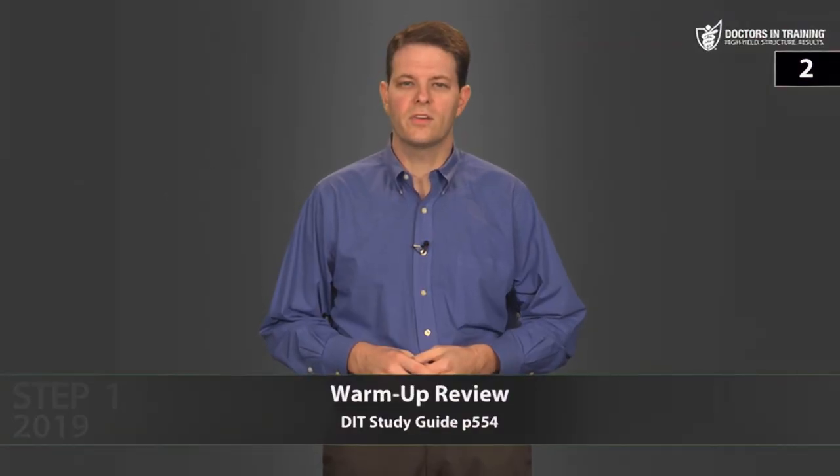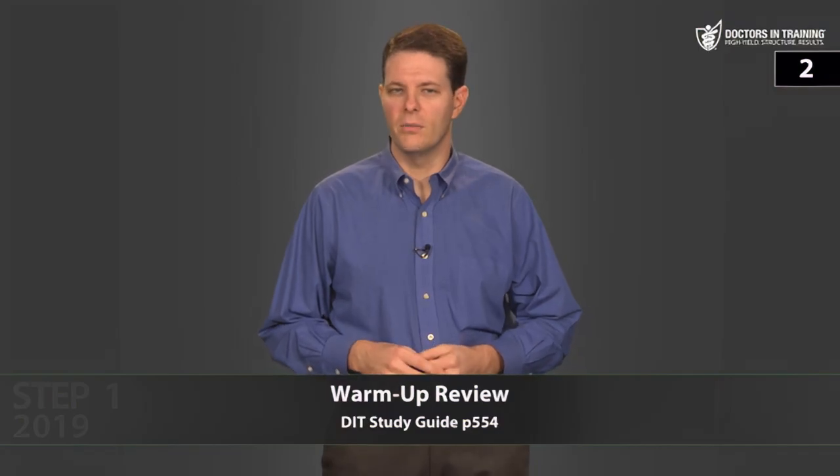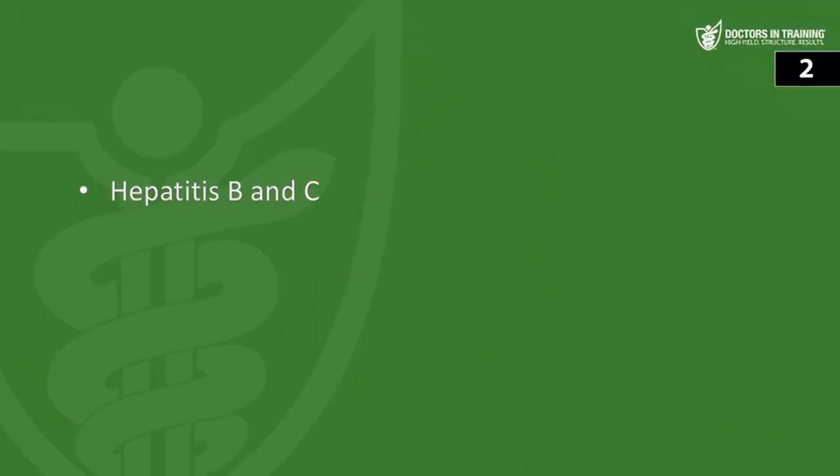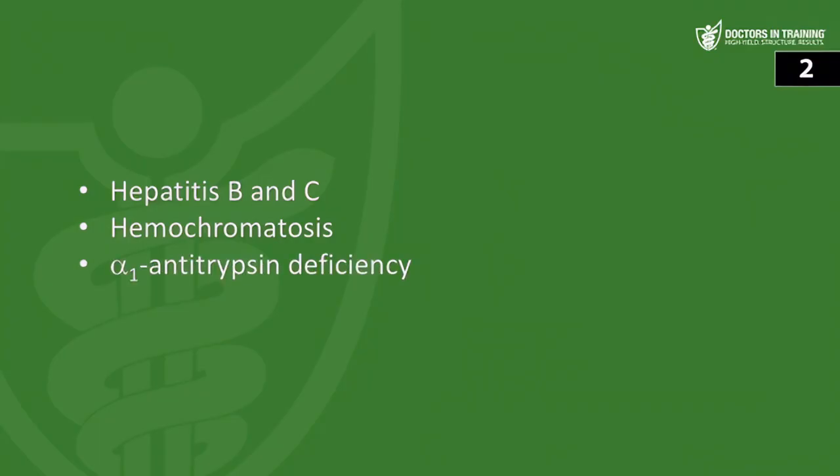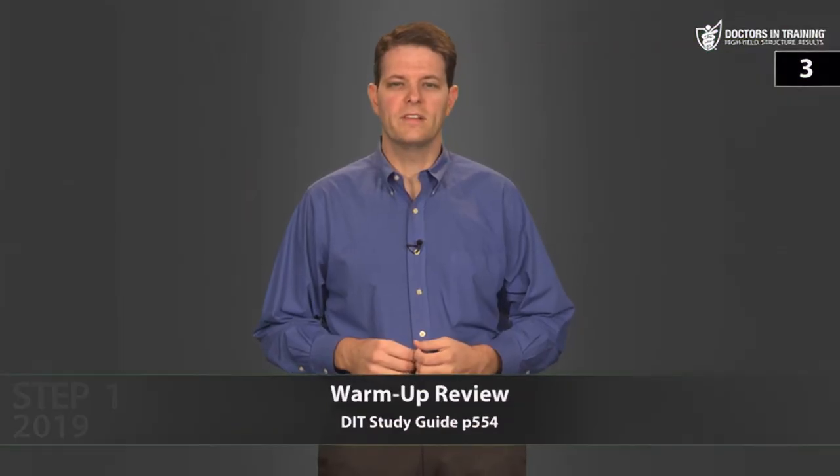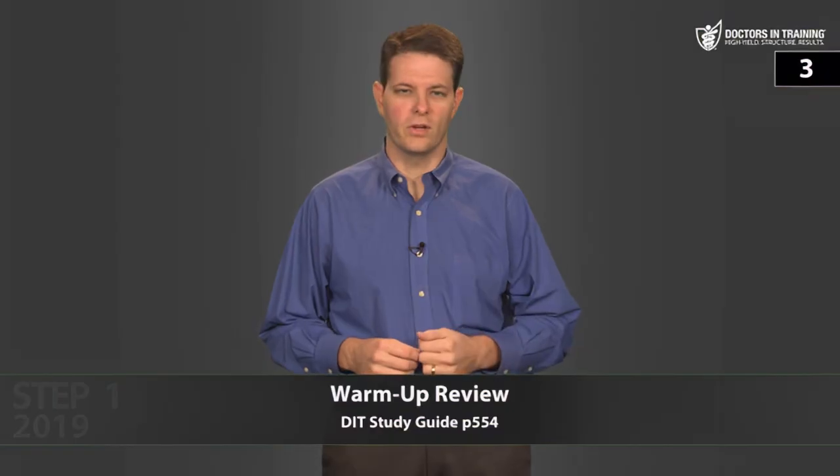Next, what are the risk factors for the development of hepatocellular carcinoma? The risk factors include hepatitis B and C, hemochromatosis, alpha-1 antitrypsin deficiency, hepatic adenoma, and cirrhosis, basically cirrhosis from any cause. The last question, what's the presentation of tricyclic antidepressant overdose?